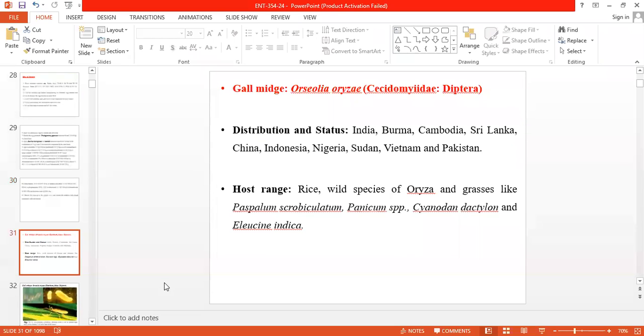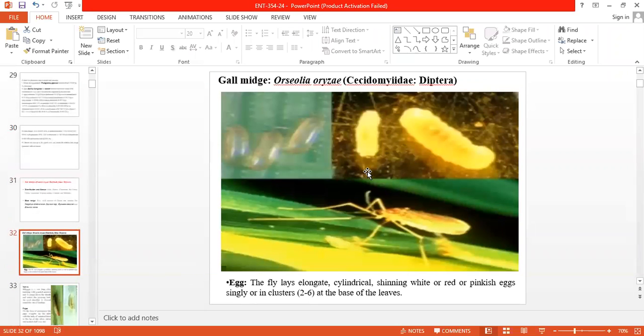The next major pest is the gall midge. So midge or fly, this is a Dipteran order pest, family Cecidomyiidae. The host range is rice, wild rice of Oryza, and various species of grasses. So these are the eggs, then maggot and adult stage of that gall fly.